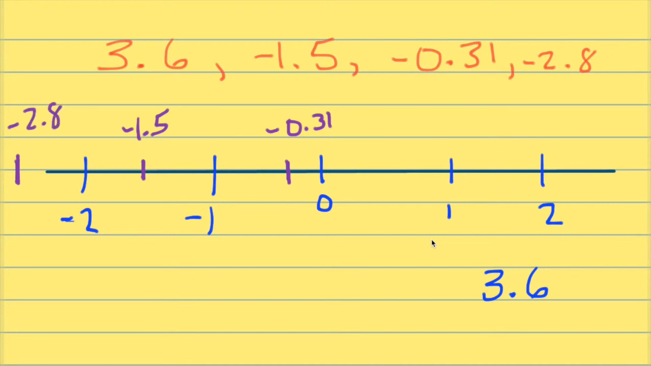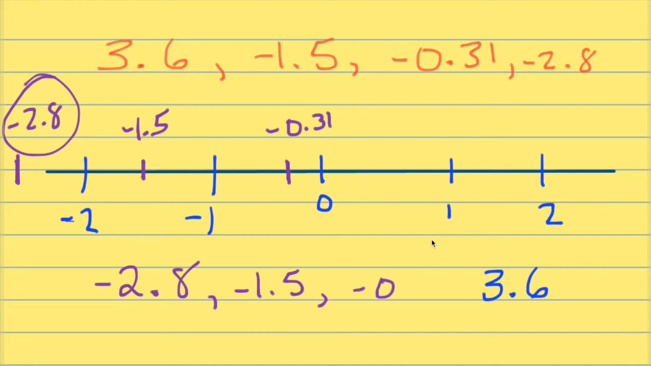So when we're looking at numbers from smallest to biggest, smallest are all the way to the left and biggest are all the way to the right. So we just work our way through the list. Negative 2.8, negative 1.5, negative 0.31, then 3.6. There we go.